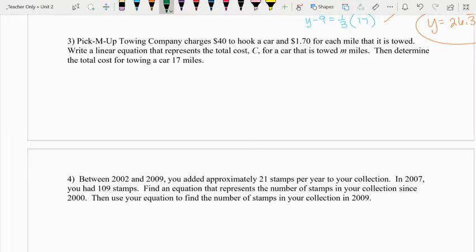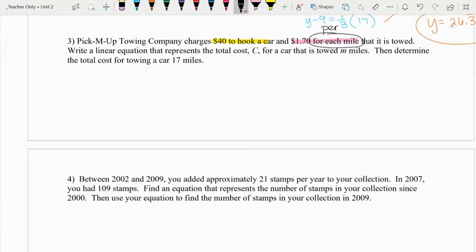Pick 'em Up Towing Company charges $40 to hook a car, and then $1.70 for each mile. Okay, so for each mile is kind of the same thing as per mile, right? That is towed. Write a linear equation that represents the total cost C for the car that is towed M miles. Then determine the total cost for towing 17 miles.